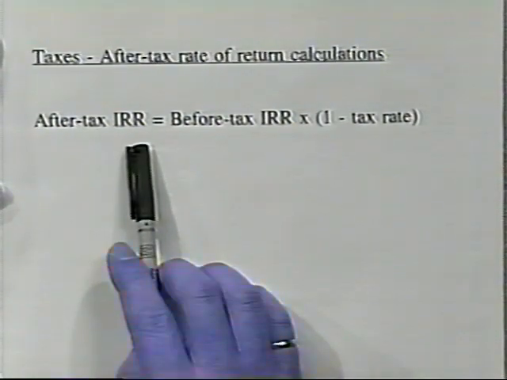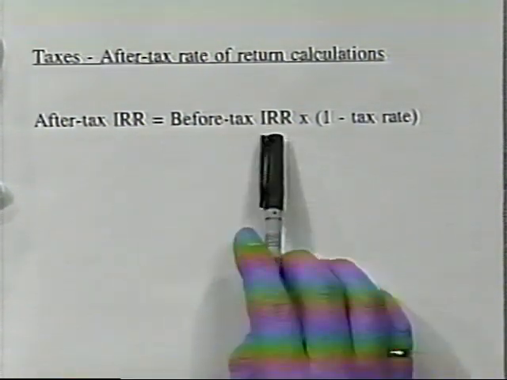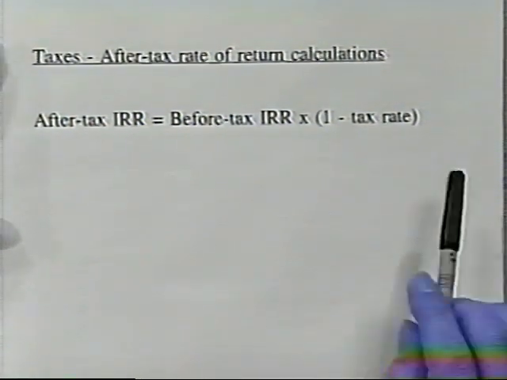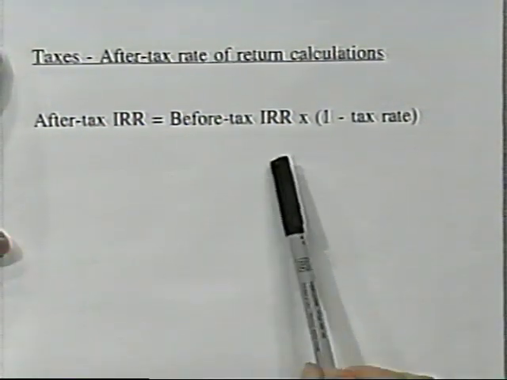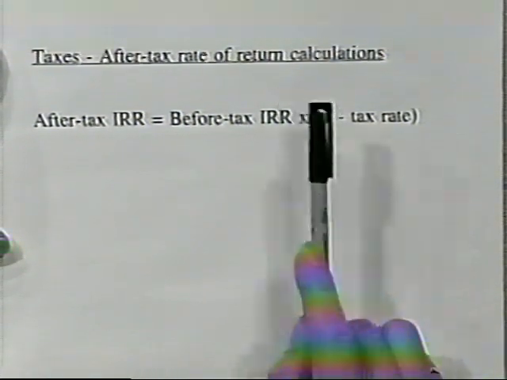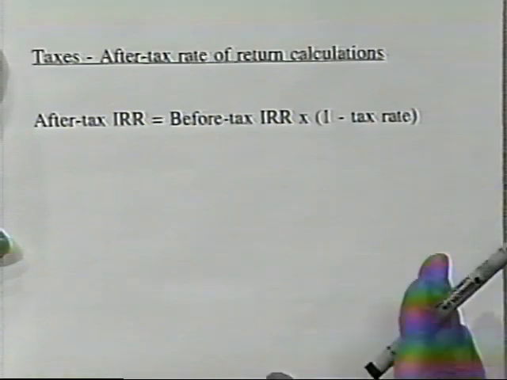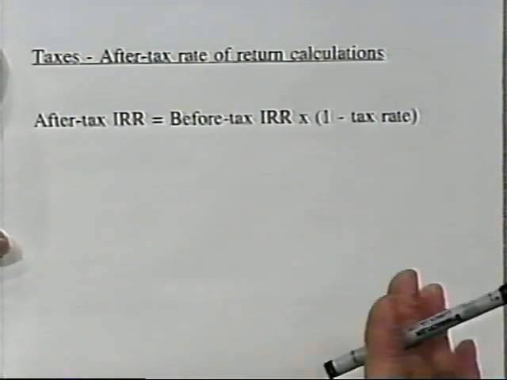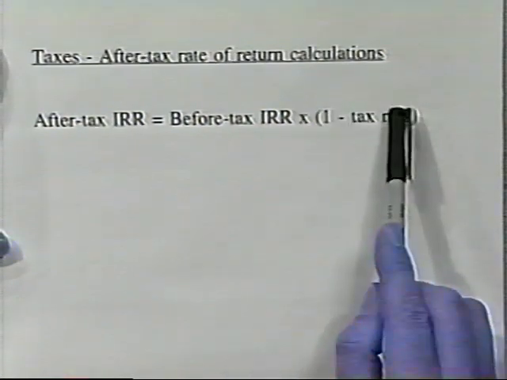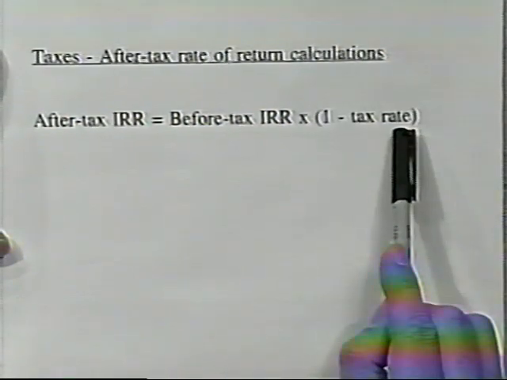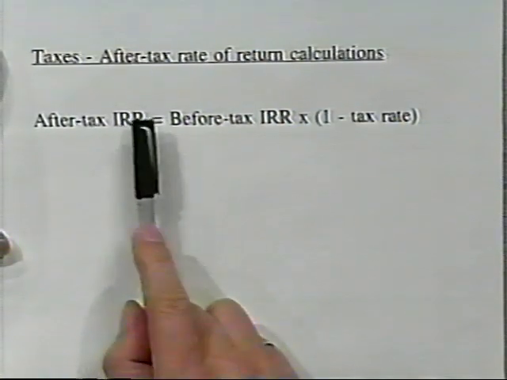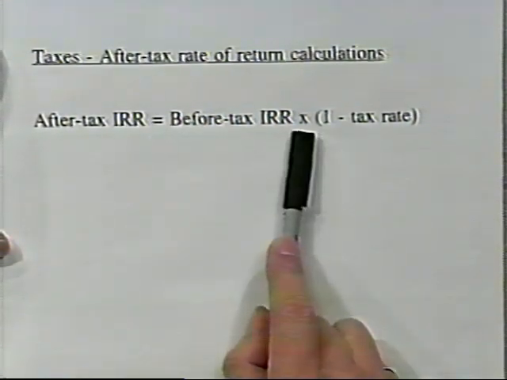The after-tax internal rate of return is equal to the before-tax internal rate of return times 1 minus the tax rate. The logic behind this formula is that the internal rate of return represents the percentage of the investment which is profit or net income. So since it's the profit that's taxed at the tax rate, the after-tax internal rate of return would simply be that before-tax internal rate of return times 1 minus the tax rate.